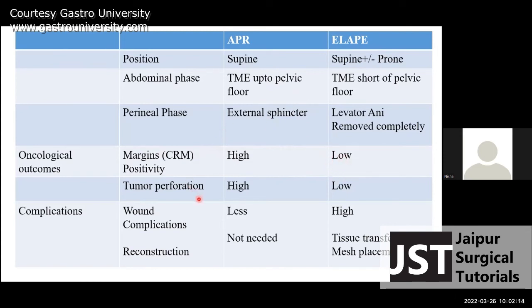As I said before, the tumor perforation site, which is very crucial, is the junction between the levator ani muscle and the longitudinal margin of the rectum. That's why there are higher chances of tumor perforation. So when we are doing an APR and trying to cone out, we can have tumor perforation, but that is not there in the ELAPE.